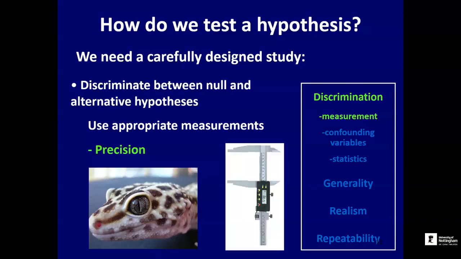So in this case we might need to use a much more precise measuring device such as digital calipers like they're pictured on this slide, and we might need to perhaps anaesthetize the gecko in order to get them to sit still so that we can take a measurement meaningfully at that level of precision. So precision is all about understanding what is meaningful in the context of your particular biological problem.